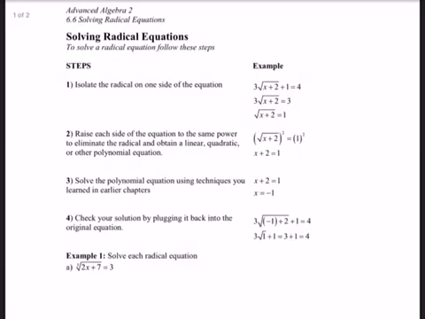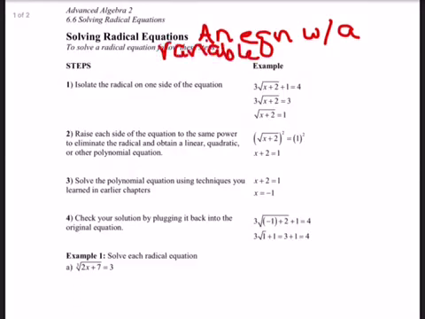This video is looking at solving radical equations. I know it's not quite in the same order as what the book goes, but I figured after looking at simplifying radicals, it made logical sense to now go solve with radicals. So, a radical equation is simply an equation with a variable under the radical.